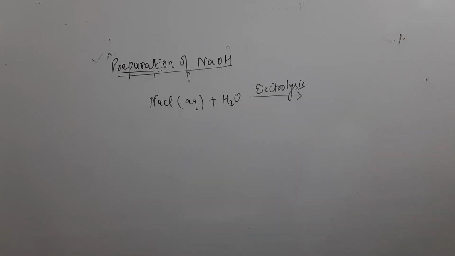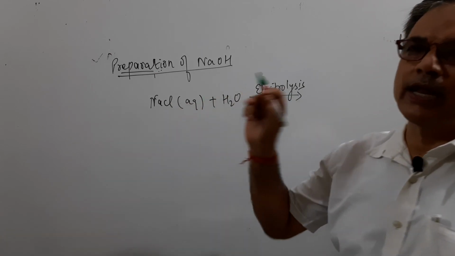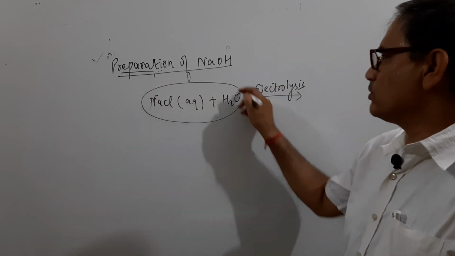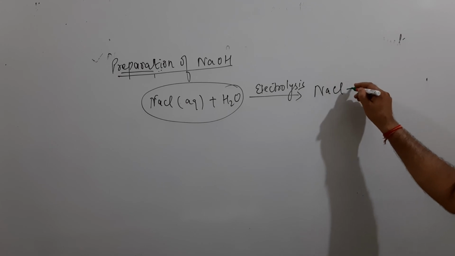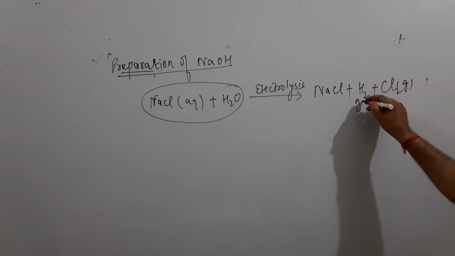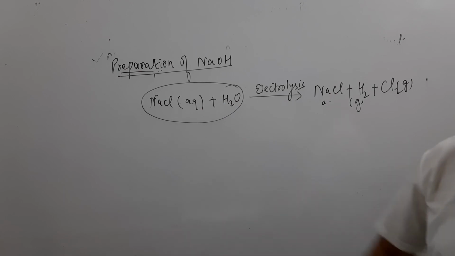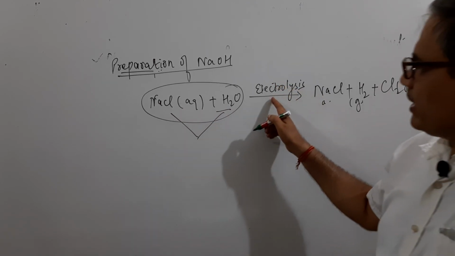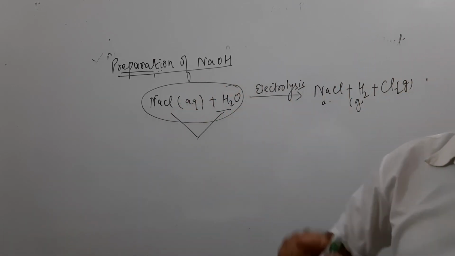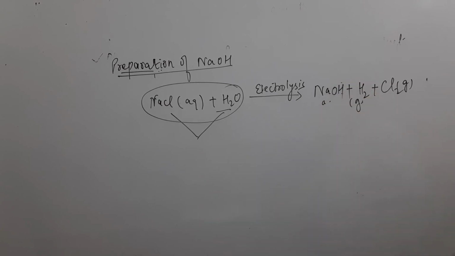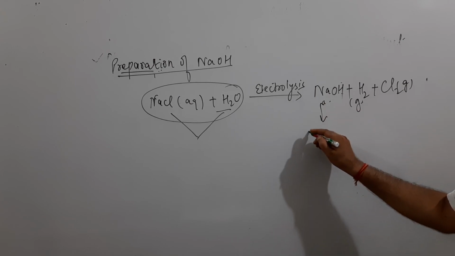When electric current is passed through the brine solution, meaning aqueous solution of salt, meaning when water is added to salt, that is brine solution, then it forms NaOH plus H2 plus Cl2. This is gas and this is aqueous solution, and this is water, and this is the brine solution. It means when electric current is passed through the aqueous solution of salt, then it gives NaOH, which is sodium hydroxide alkaline.